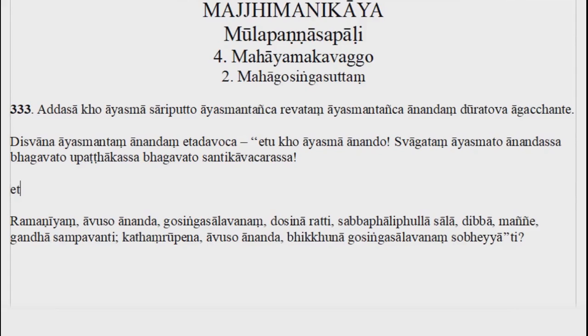Now we probably could even leave out etad in our translation and say that he said to the Venerable Ananda, and then what we have in quotes. This is up to you, dear reader, whatever you think is the best handling of this situation.